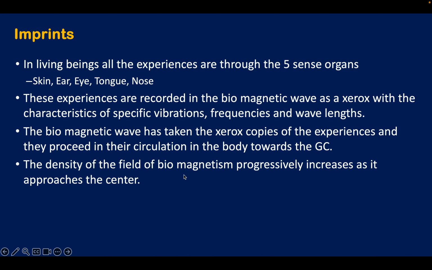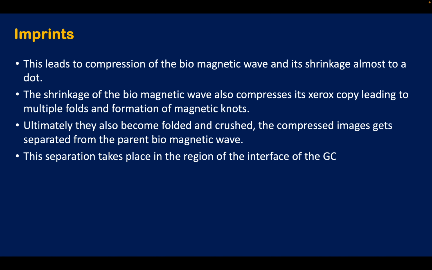The density of the field of biomagnetism progressively increases as it approaches the center, which is the genetic center. If somebody has got a strong, clear, pure genetic center, because of the life force particle getting nicely dipped into the strong magnetism, they will be having much more control on what they are exhibiting and they won't be dependent on the feeds coming from the sense organs. This leads to the compression of the biomagnetic wave and its shrinkage almost to a dot.